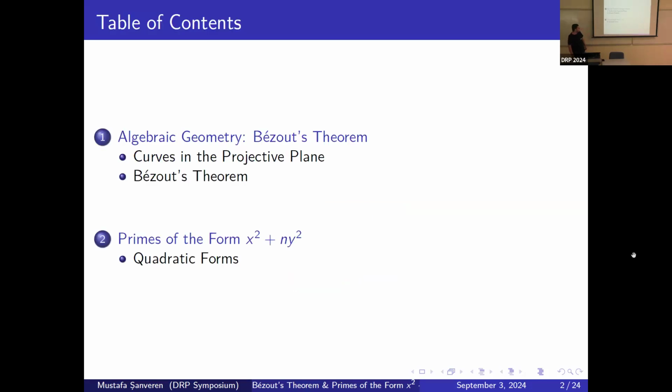We will have two parts. In the first part, we have some definitions and Bezout's theorem, and the second part includes branch of the form x squared plus ny squared and quadratic forms.